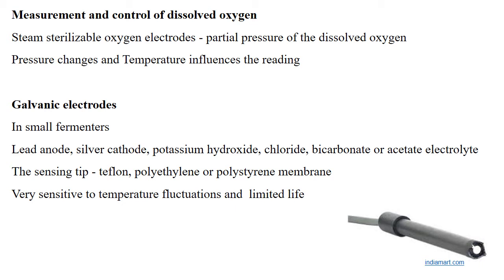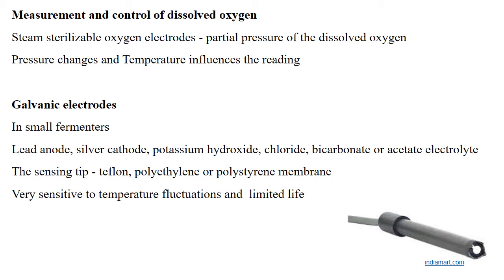Steam sterilizable oxygen electrodes are available which can measure the partial pressure of the dissolved oxygen. During dissolved oxygen measurement, pressure changes can have a significant effect on the reading. A temperature change also influences the reading due to alteration in the permeability of the electrode membrane. The first type of dissolved oxygen electrode is the galvanic electrode.